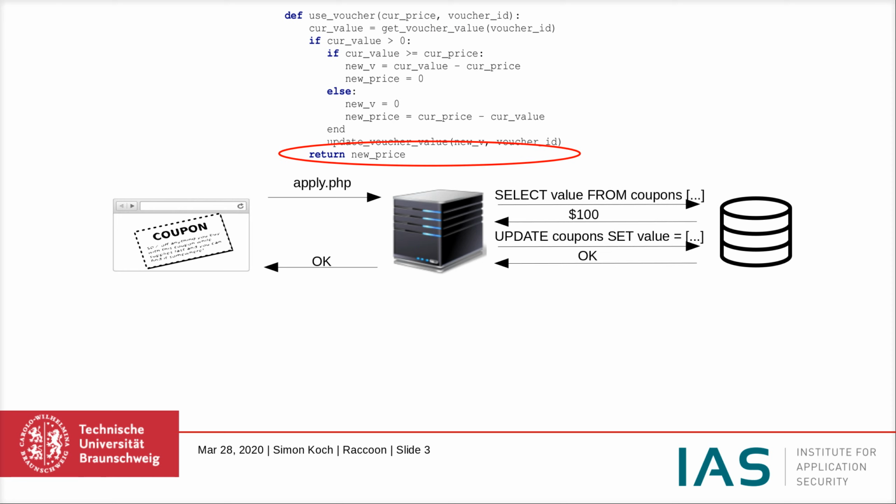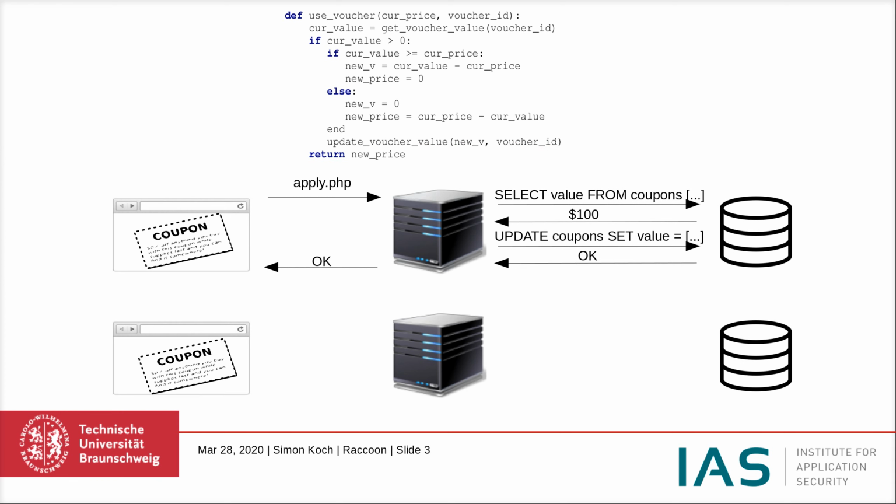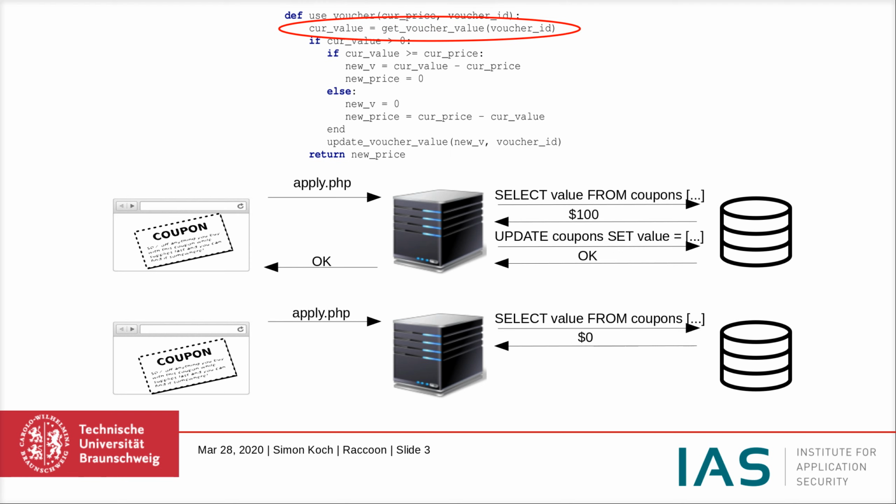What happens if the user now tries to apply the coupon a second time? The function is called again, and it first retrieves the value of the coupon from the database. It then checks whether the coupon has still any value left, and realizes that the coupon is now worthless, aborts, and returns the current shopping cart value to the user.